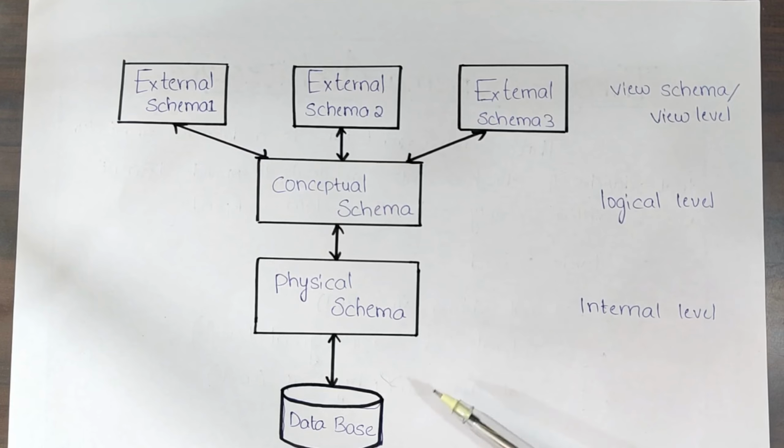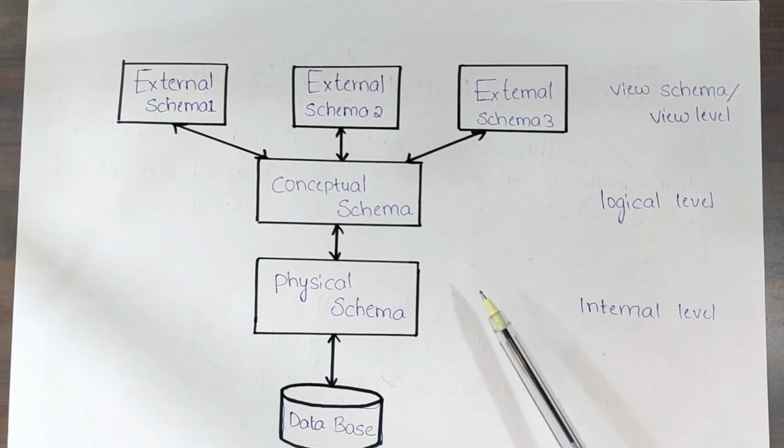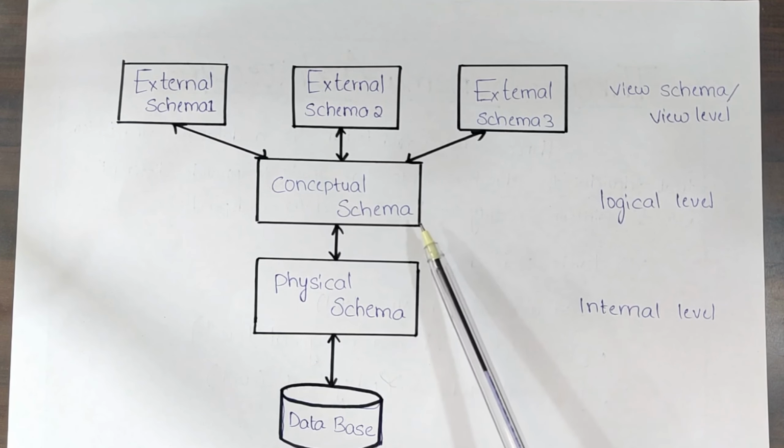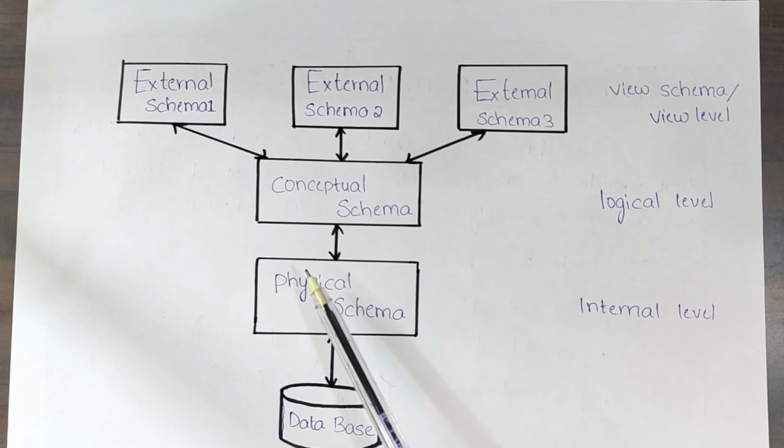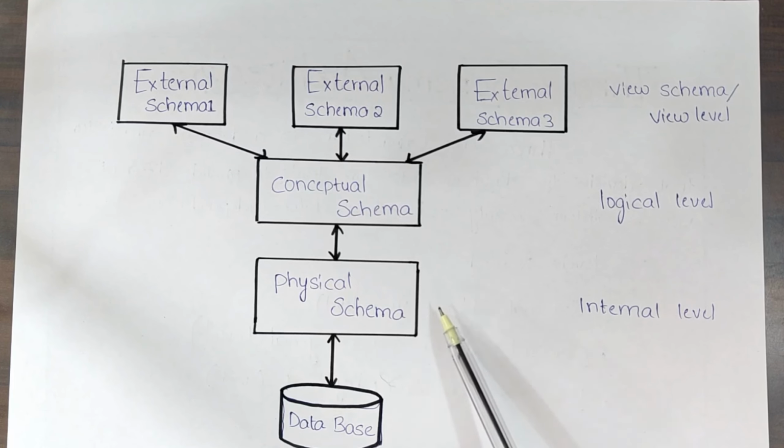Next level, physical schema or else internal schema. Here the ideas of the conceptual schema, like the design patterns given by the conceptual schema, will be implemented directly. It is also called the low level schema because only database-understanding persons can understand this, because it will be in the form of tables, columns, primary key used, foreign key used, and the connectivity between them, relationships, all of the things will be included in this physical schema.